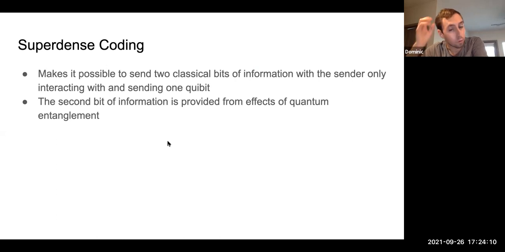Now we're going to get back to more of the quantum computing side of things and look at that last little section on superdense coding. Superdense coding makes it possible to send two classical bits of information with the sender only interacting with and sending one of the qubits. The second bit of classical information is provided by the effects of quantum entanglement that the receiver will have with that second entangled particle.